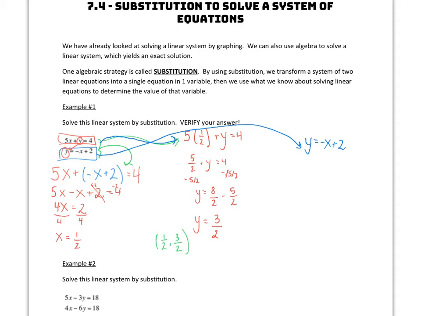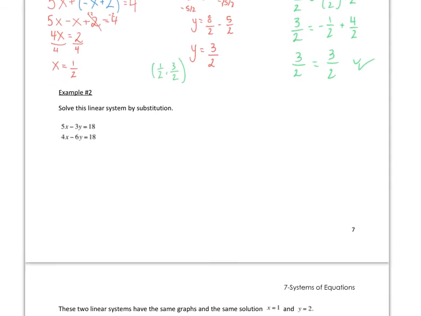Okay, so we're going to sub into this one with our actual values just to check. So 3/2 equals negative 1/2 plus 2. 3/2 is equal to negative 1/2 plus, I'm going to say 4/2. 3/2 equals 3/2. So we did it right. This is just our check. All right, again, you could also check by graphing. You could put this into your calculator if you'd like.